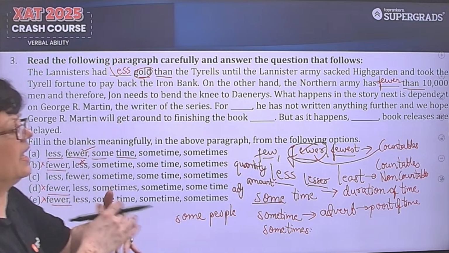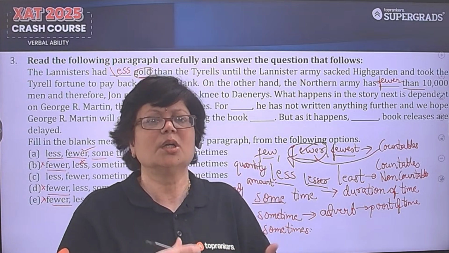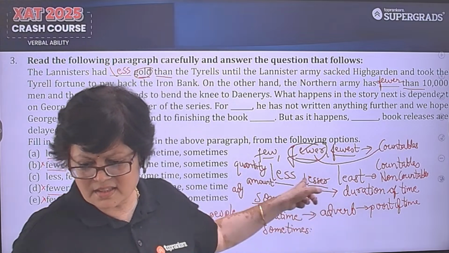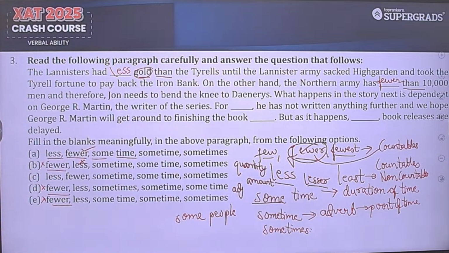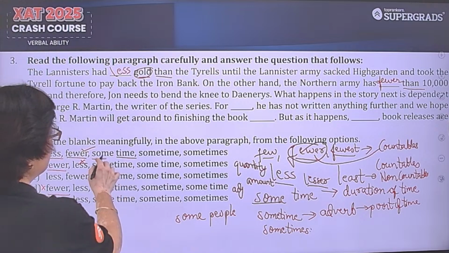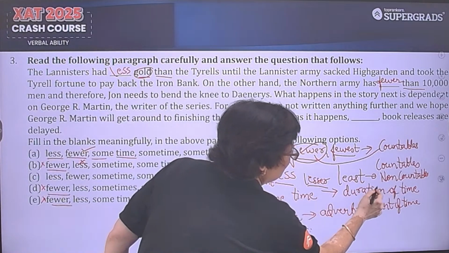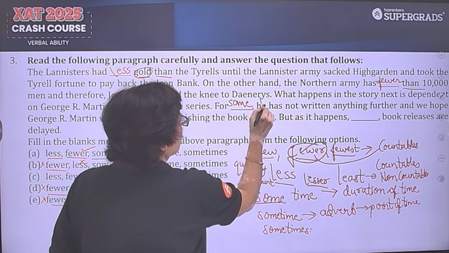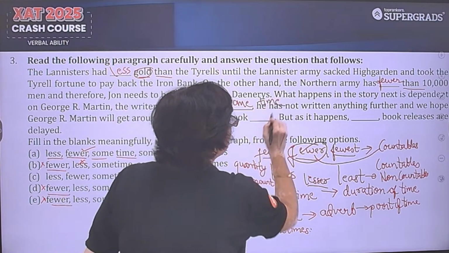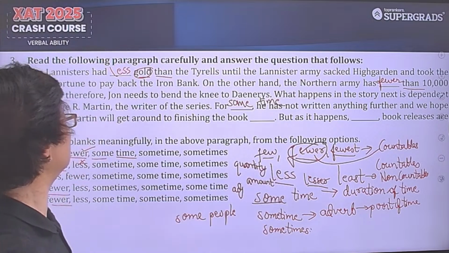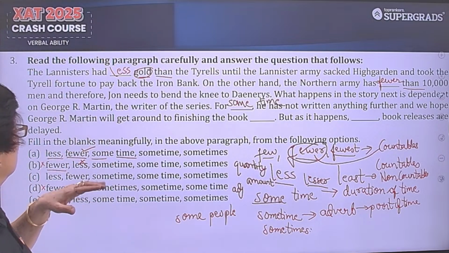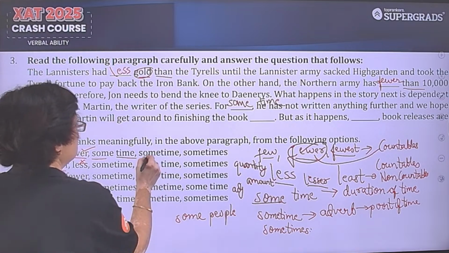He has not written anything further means to add on after that. Finally, he has not written anything. It is being mentioned for some time. Okay, period of time, duration of time, for some time. He has not written anything further, and we hope George R. Martin will get around to finishing the book sometime.